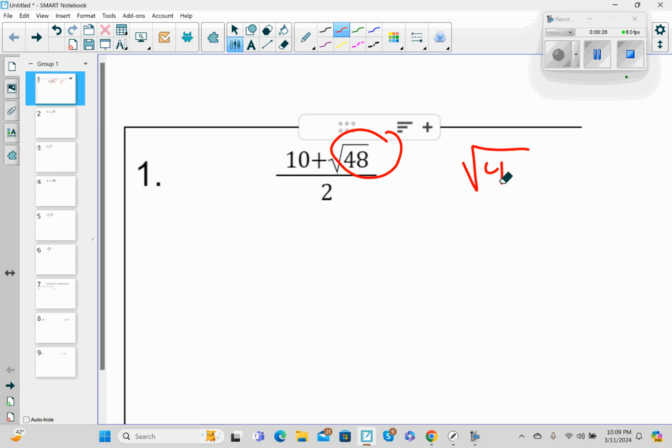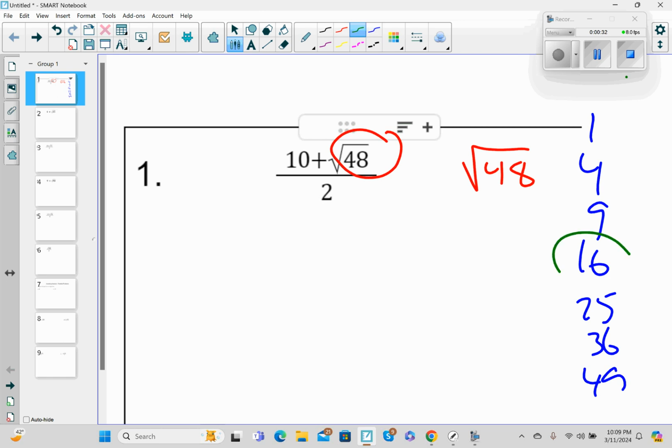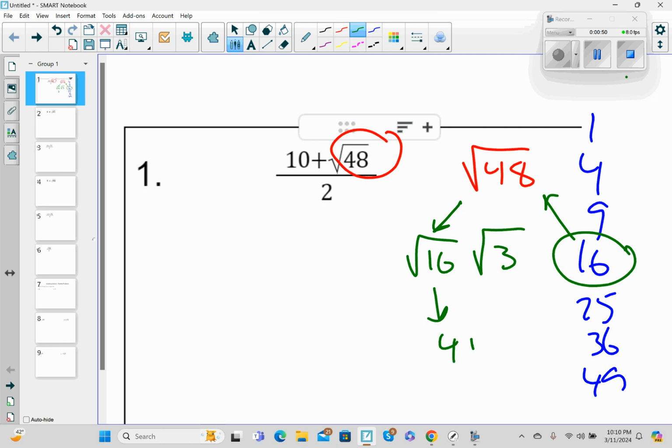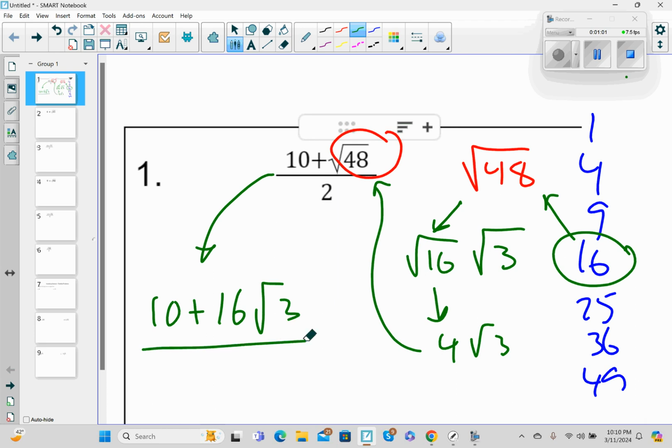So, rad 48. You make a list of perfect squares: 1, 4, 9, 16, and so forth. And the biggest number on this list that divides 48 is 16. So we make it into rad 16, rad 3, because 16 times 3 is 48. The square root of 16 is 4, so we get 4 rad 3. We're going to take that and replace it in the original problem. So it becomes 10 plus 16 square root 3 over 2.